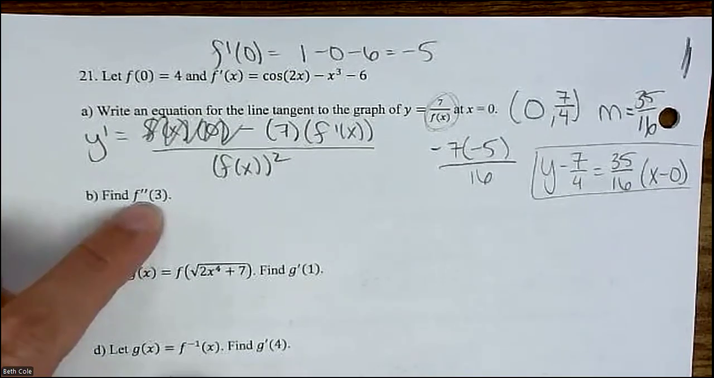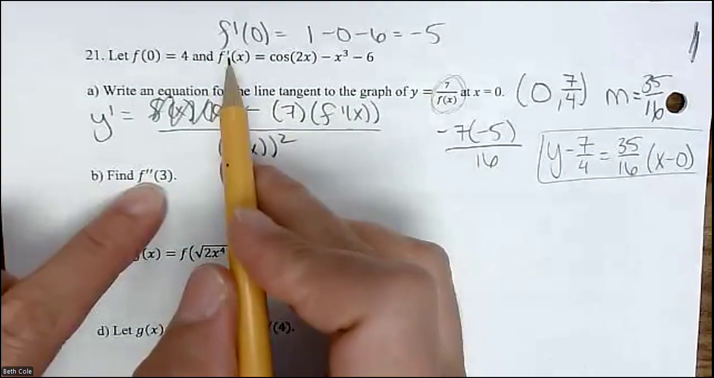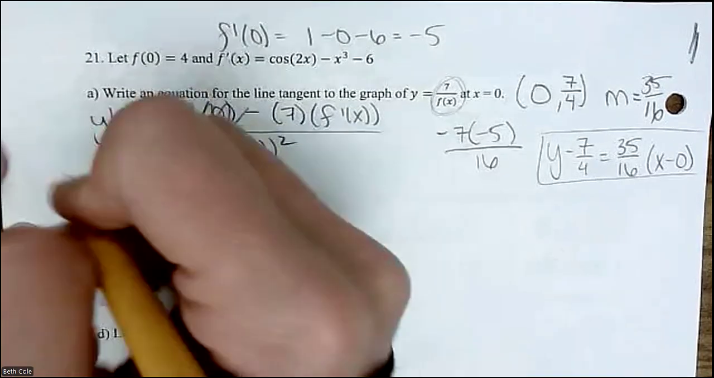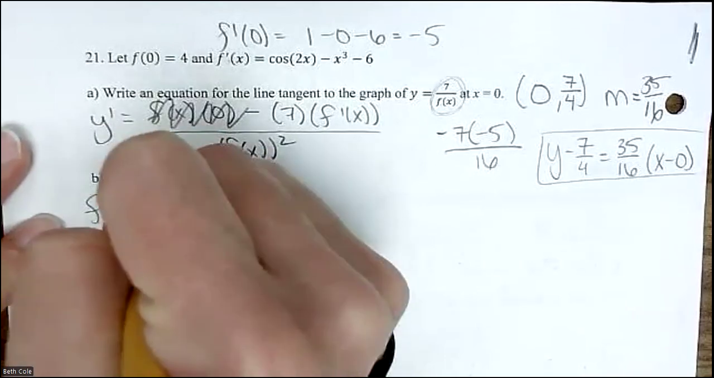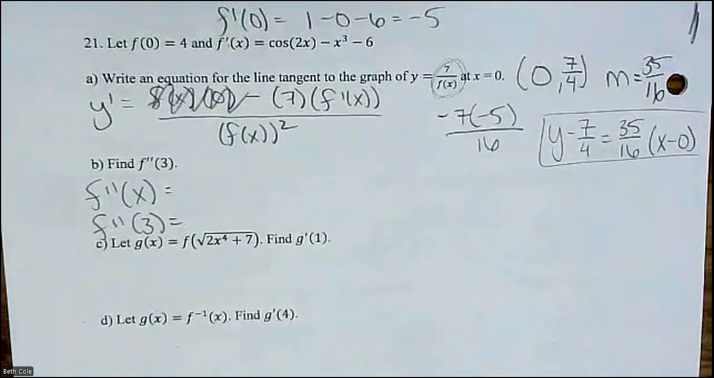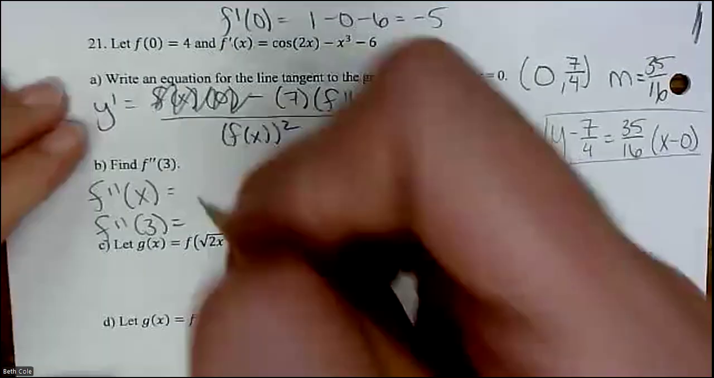B, find F prime prime of 3. Well, this is F prime. So we just need to take a derivative to get F prime prime. So what's your derivative of cosine? Negative sine.